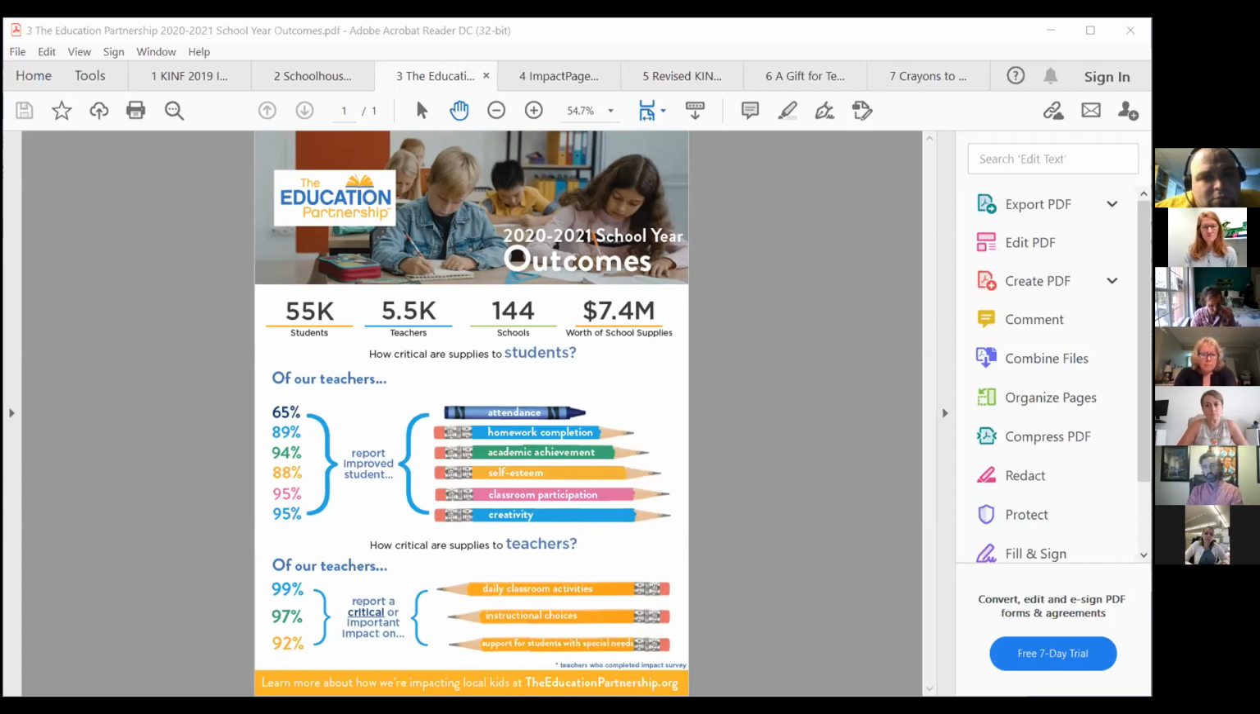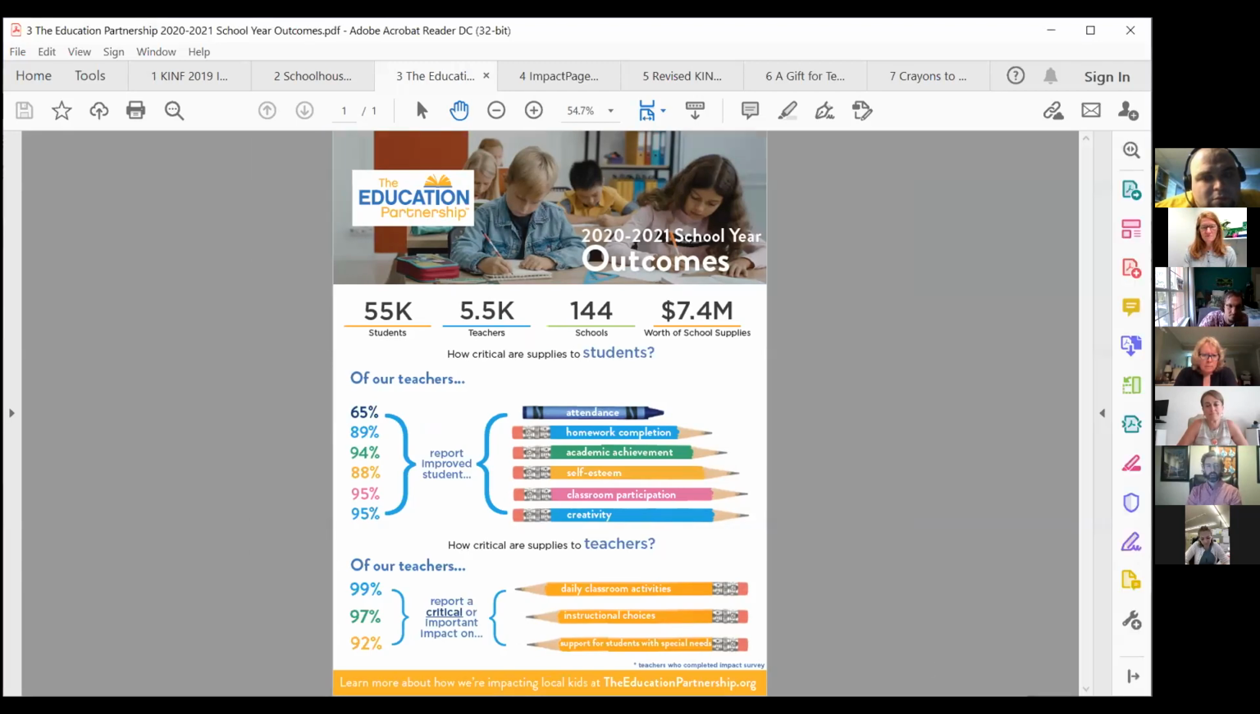Now, Kids in Need Foundation has changed some of the categories that appear in their report versus whenever we originally started doing this report. So it's not a direct correlation, but we like to track attendance, homework completion, academic achievement, self-esteem, classroom participation, and creativity. We do the same thing. We add together the critically important and the very important categories for improvement. And that's where we get our 65, 89, 94.